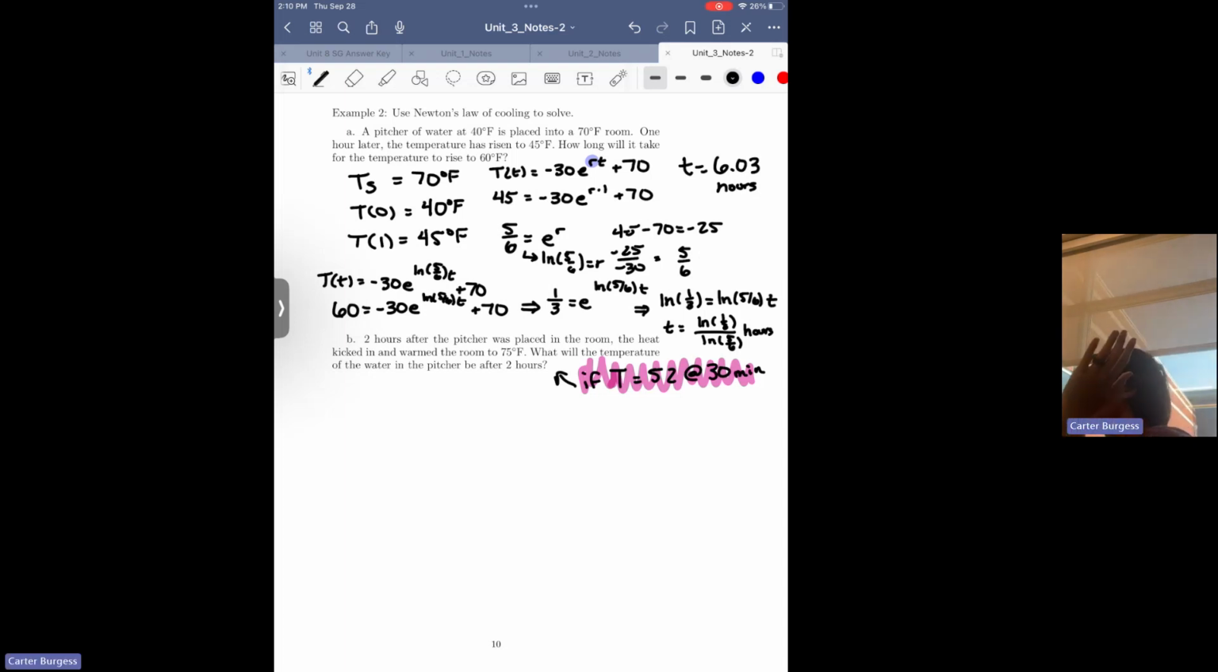So what is my new initial temperature? How would I find the temperature of my pitcher of water as soon as that heat kicked on? What do I need to do? So is the pitcher of water still at 40 degrees after having sat in that room? Okay, so we're actually going to need to use part A, the equation that we got for part A, to figure out our starting temperature of the water here. And then we can use that to subtract from 75 and find our new value of A here.